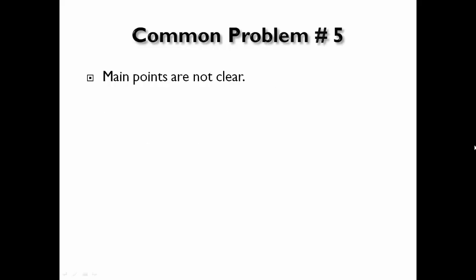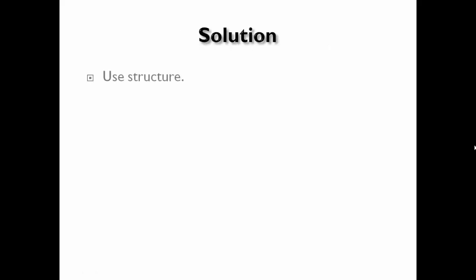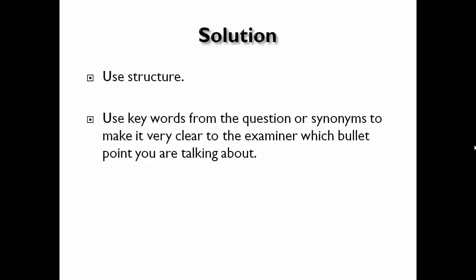consistent. A common problem number 5 is main points are not clear. So it's not clear to the examiner which of your paragraphs relate to which of the bullet points. So it's not very clear by reading the paragraphs what you're really talking about, and this lowers the coherence, and it can also lower the task achievement because the examiner is not sure whether you have answered the question or not. So the solution to this is use the structure that I taught you in the previous module and use keywords from the question or synonyms to make it very clear to the examiner which bullet point you're talking about.